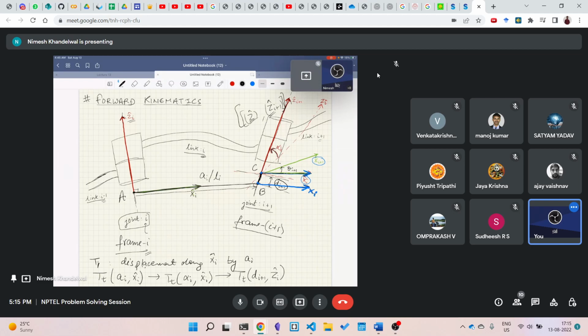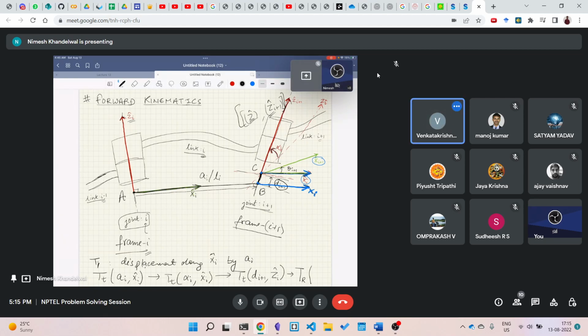What is the final transformation that I need to do to make both frames coincident? Okay, I'll just write it.